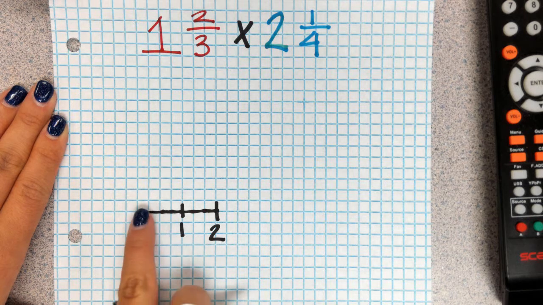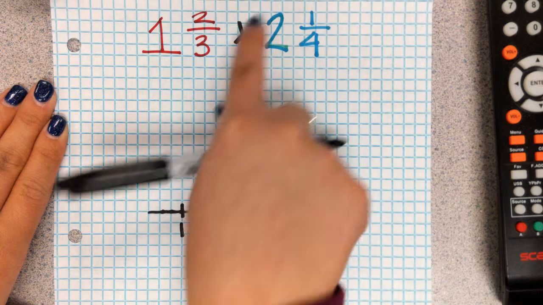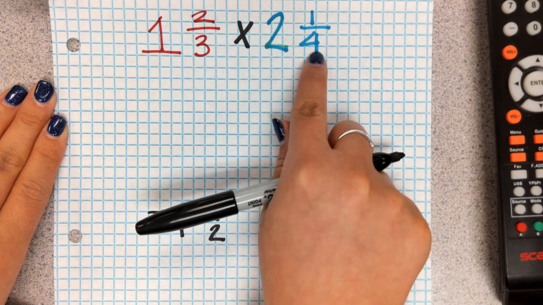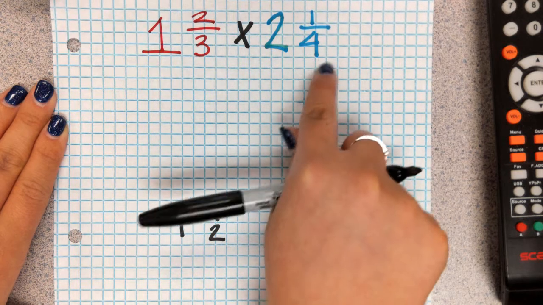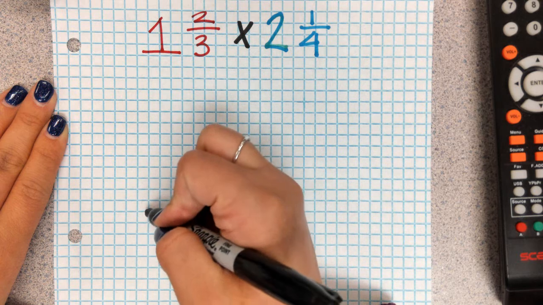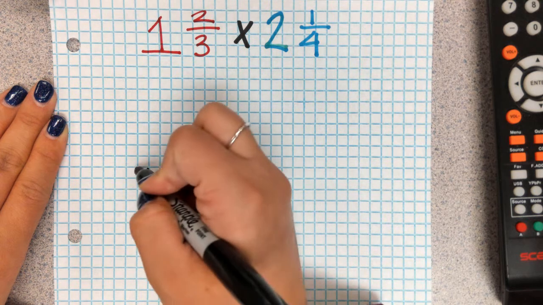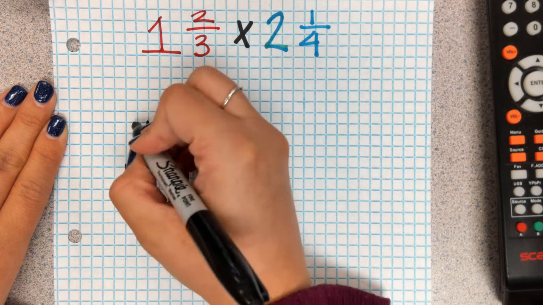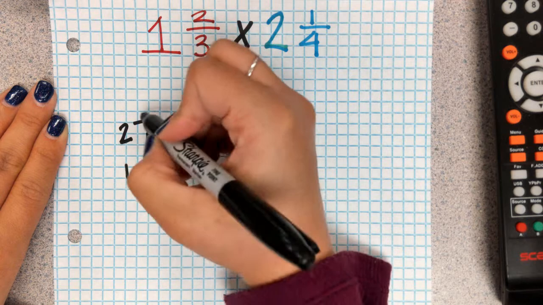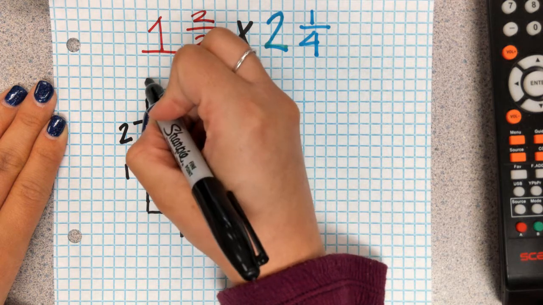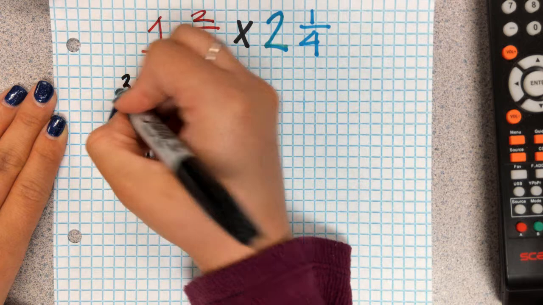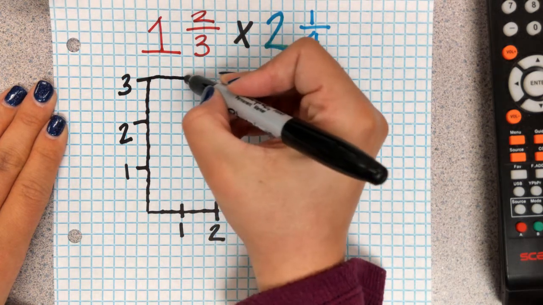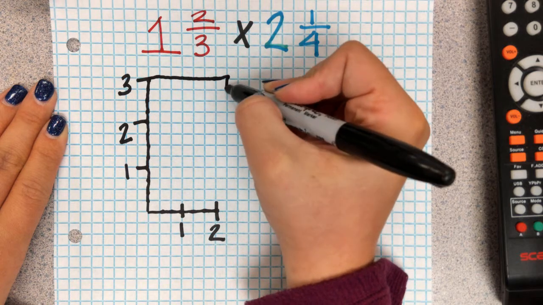Now I'm going to go vertically to show 2 1/4. I need to make 3 wholes in fourths so I can show 2 wholes and 1/4 left over. So I'm going to draw 1 2 3 4. That is one whole. 1 2 3 4. That's a second whole. And 1 2 3 4. That is my third whole. Now I'm going to connect to make my area model.